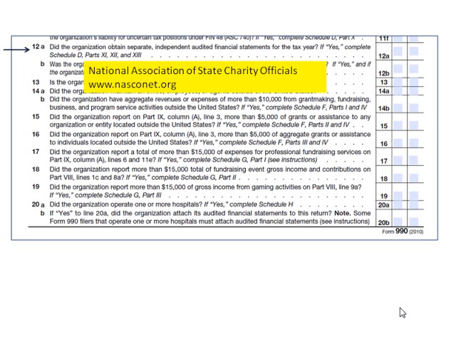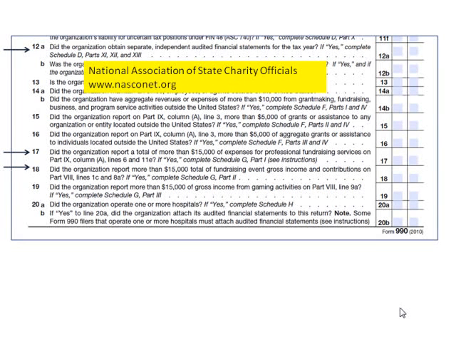www.nasconet.org. It's the site for the National Association of State Charity Officials. They have a page that lists contact information for all of the state charity officials in the country. And with that contact information, you can contact the appropriate state charity officials' office to find out whether the state requires audited financial statements from tax-exempt organizations, and if so, whether those audited financials are considered public documents.